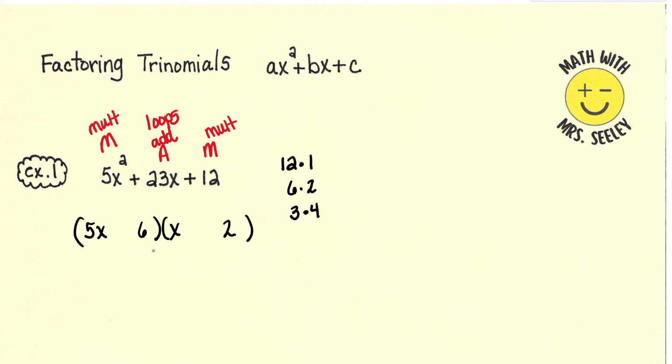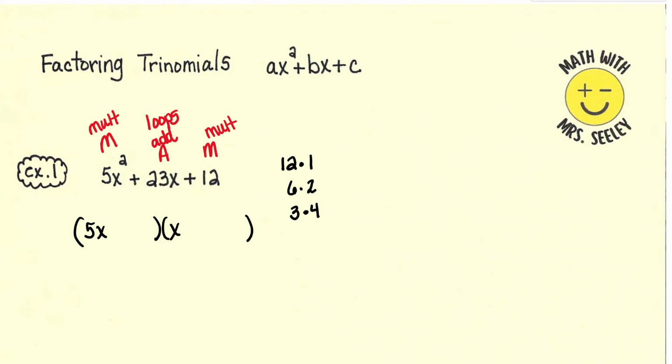You're going to take this inside loop and get 6x. You're going to take this outside loop, 5 times 2 is 10, and you get 10x. And then you ask yourself, is there any way to make a 6 and a 10 get 23? And there's not. So we don't want the 6 and the 2.